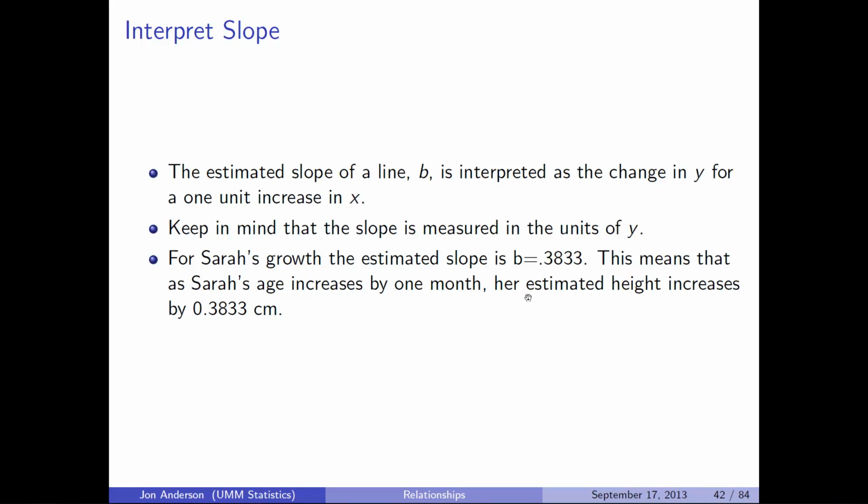And the way you will interpret it and the way you'll write about it for me on exams and homeworks is that as Sarah's age, the x variable, increases by 1 unit, and a unit here is a month, please don't write in your writing a unit. Give what the unit is. In this case, it's a month of age. Her estimated height is going to increase by 0.3833, the value of the slope. If the slope were a negative number, it would mean that there is a decrease in the response.